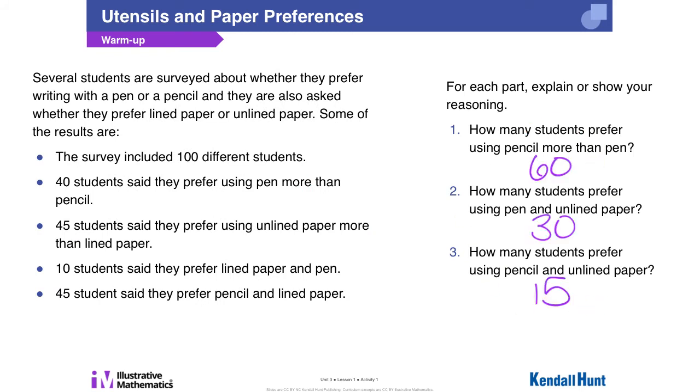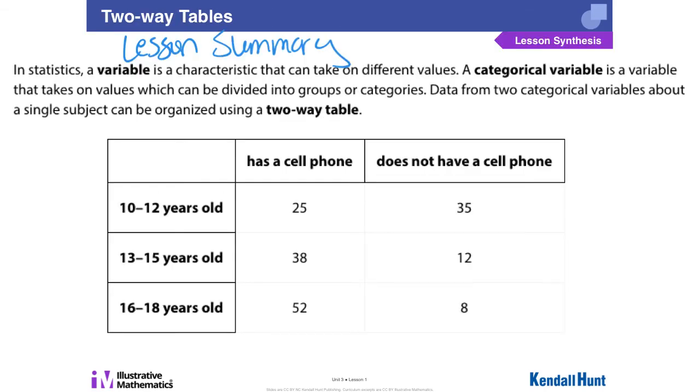Here would be your answers to questions 1, 2, and 3, and the big idea here is that these are a lot easier to answer now that we've made that table and organized the information. Flip ahead to your lesson summary. There's a couple of vocab terms here that are going to be important.